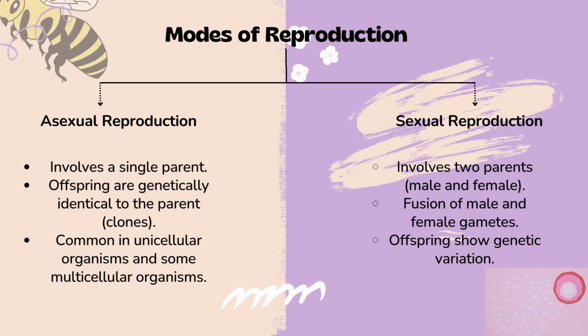Asexual reproduction involves a single parent. Offspring are genetically identical to the parent. It is common in unicellular organisms and some multicellular organisms. Sexual reproduction involves two parents, male and female. It involves fusion of male and female gametes. The offspring show genetic variation.